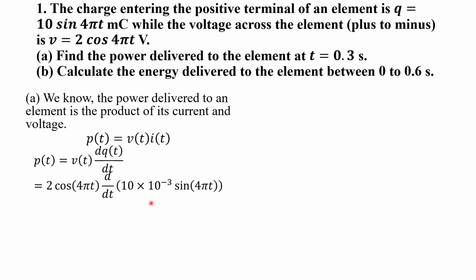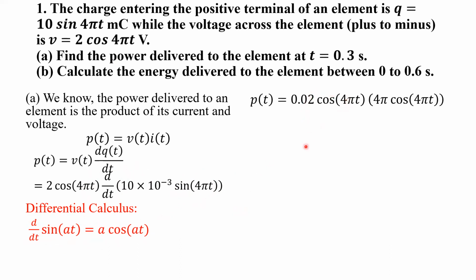Since charge is given in millicoulomb, I've multiplied this whole term by 10 to the power minus 3 to convert it into coulomb. In order to take the derivative of this term, we can take the coefficient as common, and for the derivative of sin at, we know the formula from differential calculus: the derivative of sin at with respect to time is a cos at. That means the coefficient of time multiplies the whole term and sine becomes cosine. So in this case also, the sine term will become cosine.